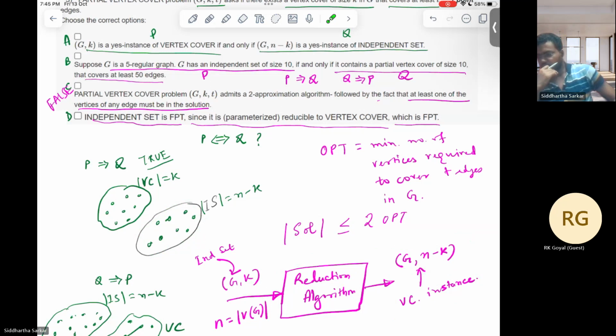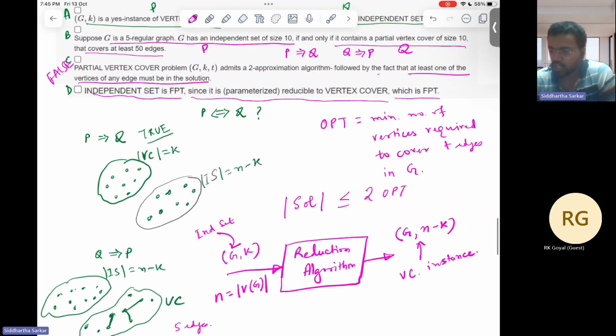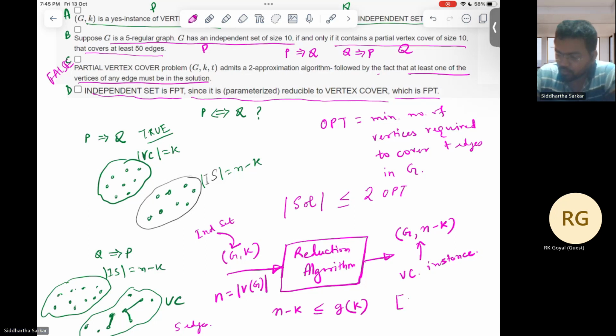That is true. But now you observe the following: although you can declare that if somebody solves the vertex cover instance for you, you can get the independent set for free, the parameter n minus k is not bounded by any function g of k. This is not true. Because n could be arbitrarily large, and k could be very small, k could be a constant. Therefore, whatever g(k) you try to find, n minus k could still be unbounded.